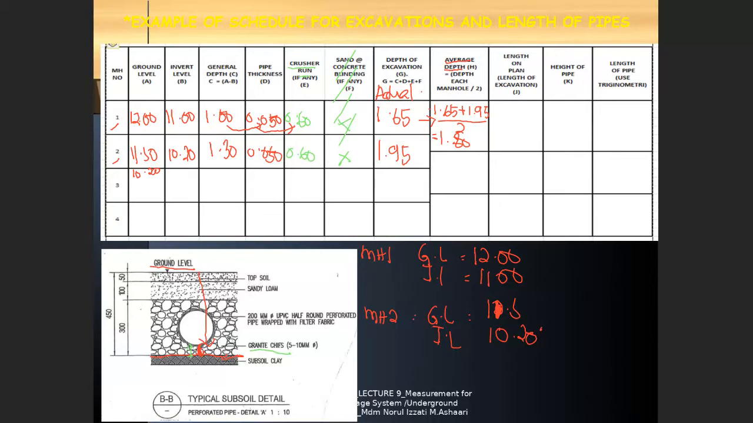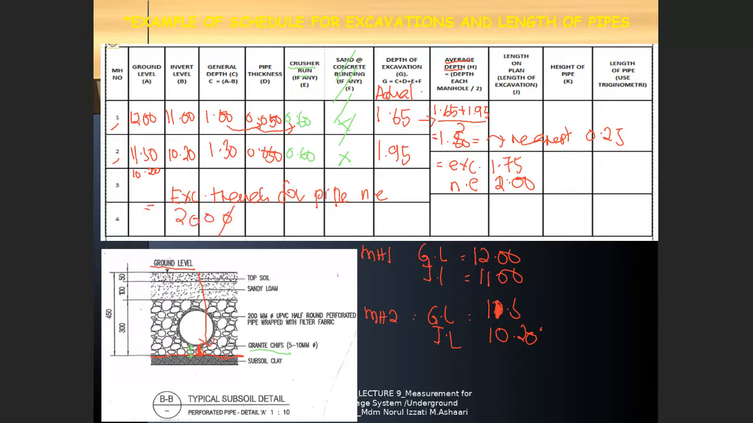Remember, when you get the average depth of 1.8, what you have to write in the description? You have to write to the nearest 0.25. So this is the example. Exceeding 1.75, then you have to write down not exceeding 2.00. Okay, so if I try to write taking off list, you can write down excavate trench for pipe not exceeding 200 mm nominal size.